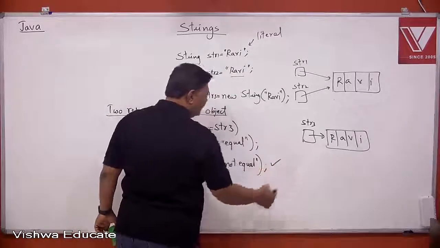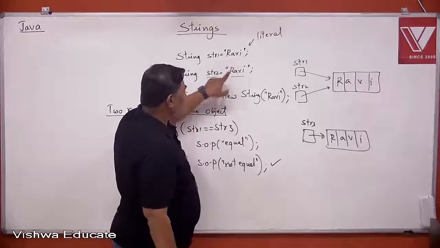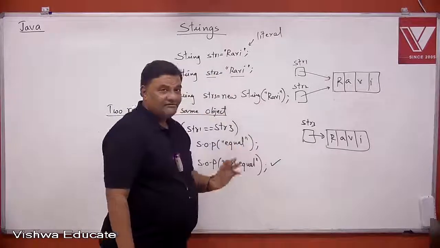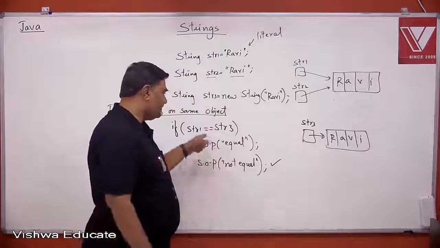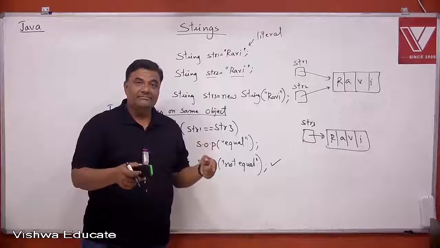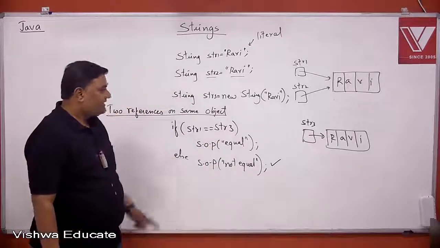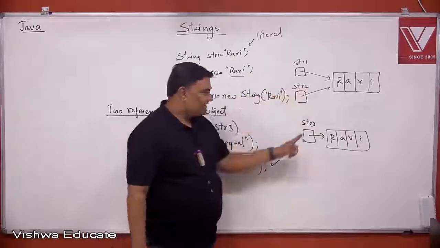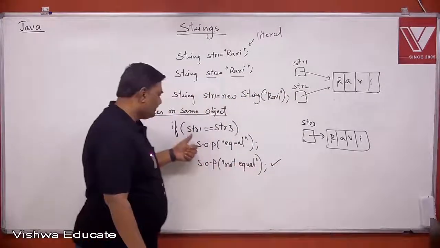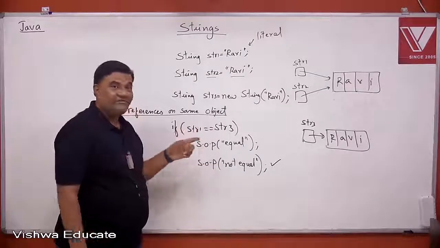They are not equal. See, the strings are equal, Ravi, Ravi, capital R, capital R. But we are not checking strings. This is not the way to check strings. This is the way to check whether the references are pointing on the same thing or not. So yes, these two are pointing on the same, but this is pointing on a different one. So when you compare these two, you get not equal.